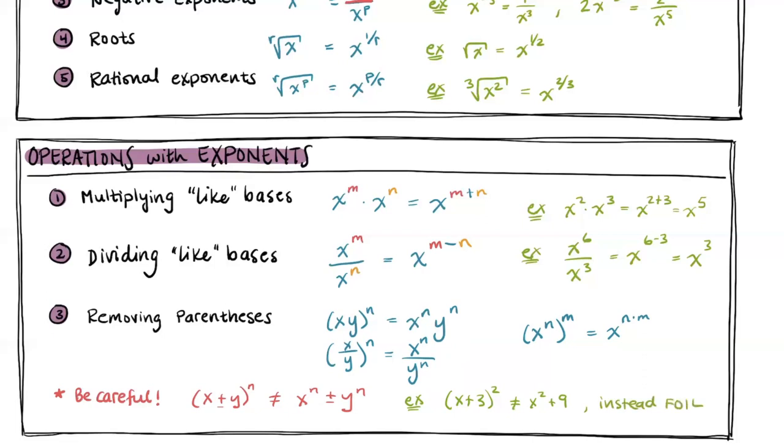For FOILing, that's first, outer, inner, last. So we'd have to do x plus 3, parentheses, x plus 3. We've got first, so that's x times x, that's x squared. Outer, that's x times 3, that's 3x. Inner, we've got another 3x. Combining those together, that's 6x. And then the last term is 3 times 3, that gives us 9. When you don't do this, you're forgetting about this middle term here, and it's very important. So just be wary of that mistake as you're working with algebra throughout the semester.